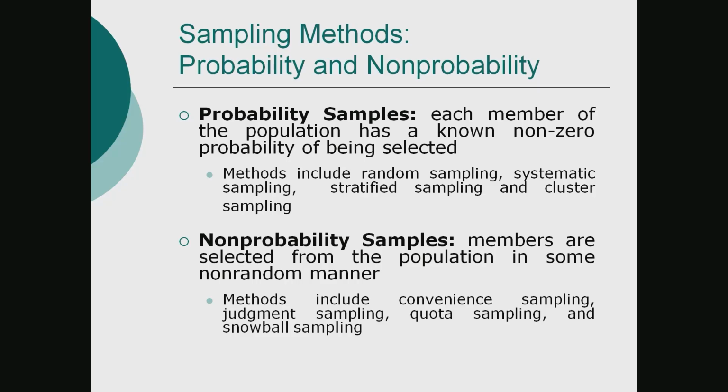Non-probability sampling is often used in qualitative research, where the aim is not to generalize findings to a larger population, but to gain an in-depth understanding of a particular group. Non-probability sampling methods can be quicker and more cost-effective than probability sampling methods, but they may also be subject to bias and may not be representative of the larger population. The methods include convenience sampling, judgment sampling, quota sampling, and snowball sampling.